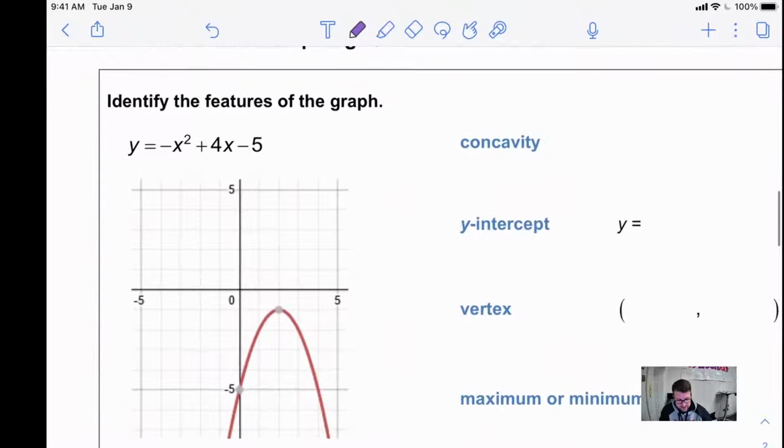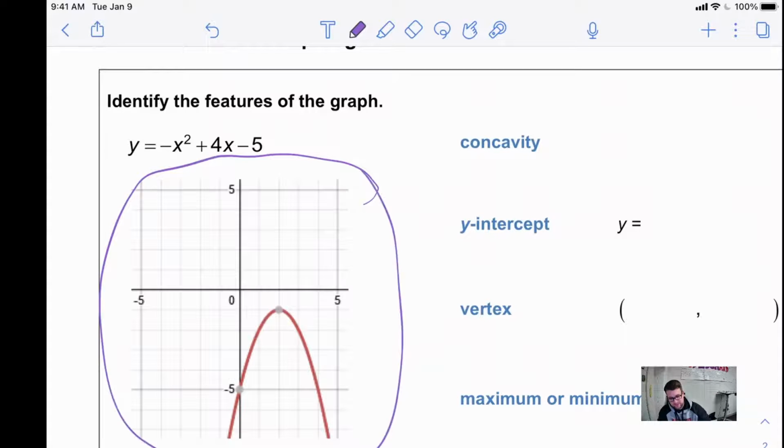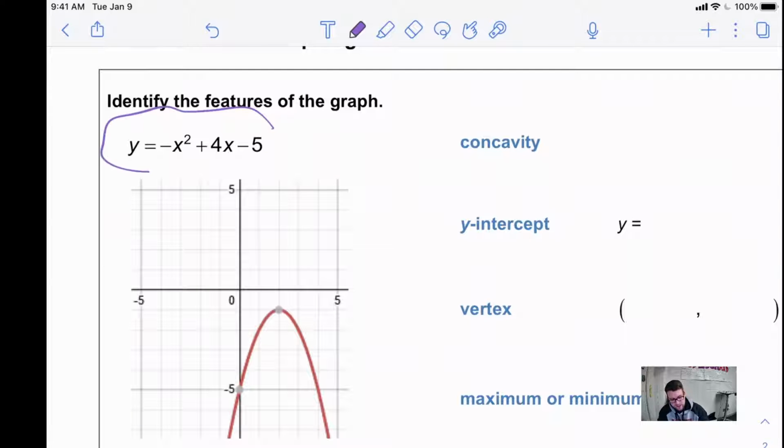Looking at this test, it says identify the features of the graph. Now when you're looking at this, the graph has already been provided for you, so you can kind of switch between looking at the actual equation and looking at the graph.